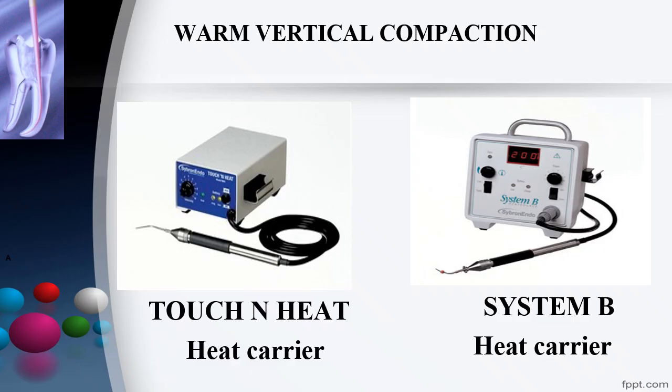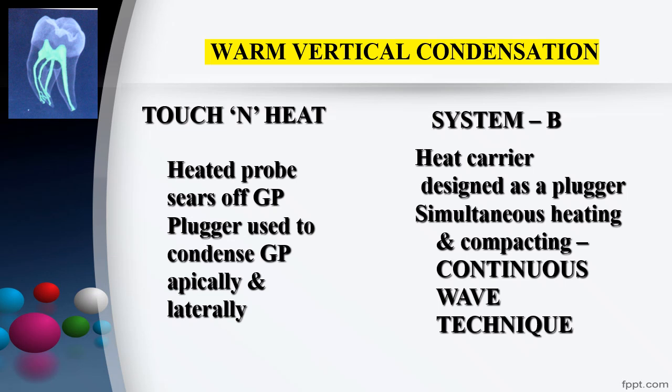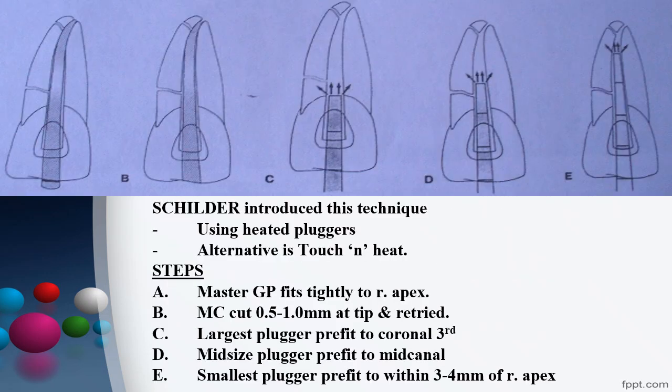Moving on to the warm vertical compaction, which includes Touch and Heat, an example of a heat carrier, and System B heat carrier. Warm vertical condensation includes Touch and Heat and System B. In Touch and Heat, a heated probe shears off the gutta percha, and in this technique we use a plugger to condense the GP apically and laterally. In System B, the heat carrier is designed as a plugger, simultaneously heating and compacting. An example is the continuous wave technique. This is a schematic representation of the warm vertical compaction. This technique was introduced by Schilder using a heated plugger. The alternate is Touch and Heat.